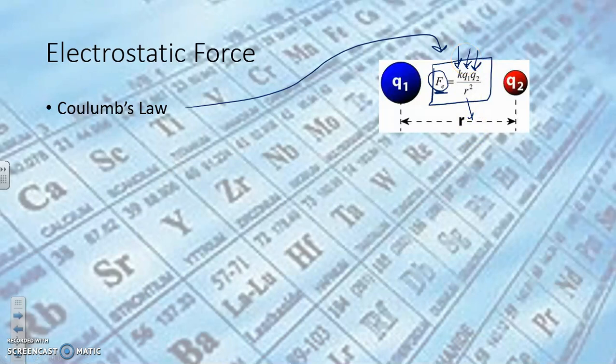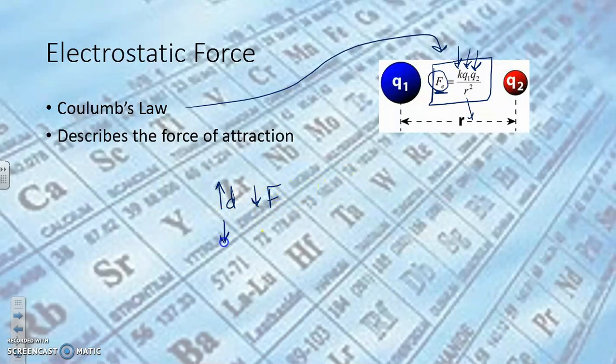So what does this mean? This describes the force of attraction that happens between oppositely charged particles. We said that if we increase the distance between those particles, the force of attraction, or the Coulombic attraction, decreases. And if we decrease the distance, the Coulombic attraction will increase. I told you it would come back, and here it is.